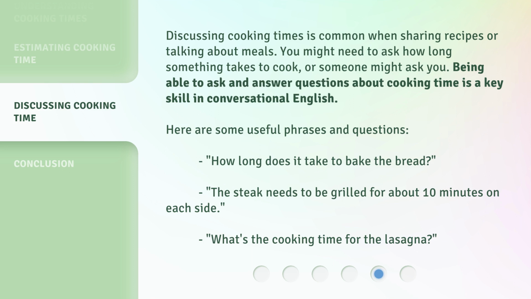How long does it take to bake the bread? The steak needs to be grilled for about 10 minutes on each side. What's the cooking time for the lasagna?